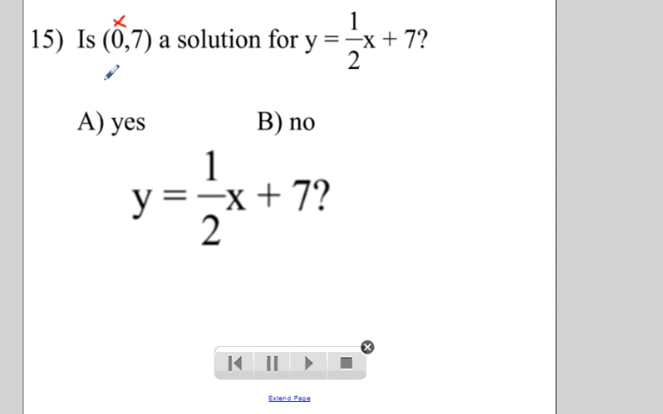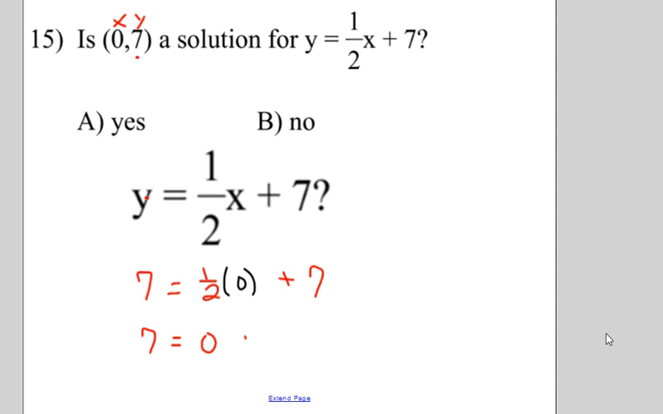15, plug in your ordered pairs. The first is an X, the second's a Y. Plug them into the equation, so I recopied the equation down here, plugging in the X and Y, and now we just go and see if it makes a true statement. Half times 0 is 0. 0 plus 7 is 7. So since they're equal to each other, yes, this ordered pair is a solution for that equation.